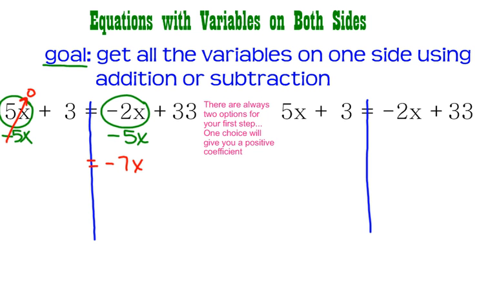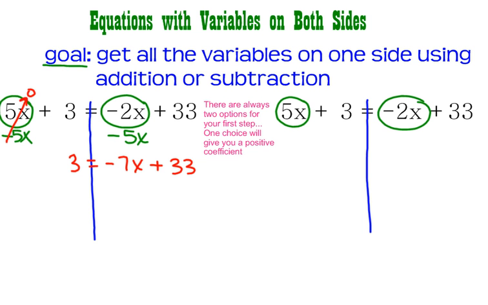I'll bring down the rest of the equation. Do I really need that plus there? No, I don't, so I'm going to erase it. And I'll bring down that 33. So that was one way I could start this problem. I started this problem by subtracting 5x from both sides. Let's go ahead and see what the other option would be.